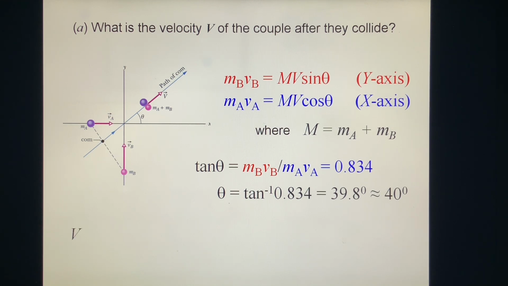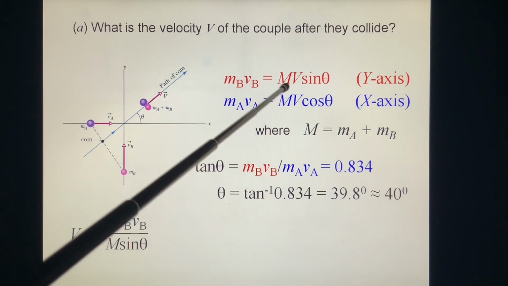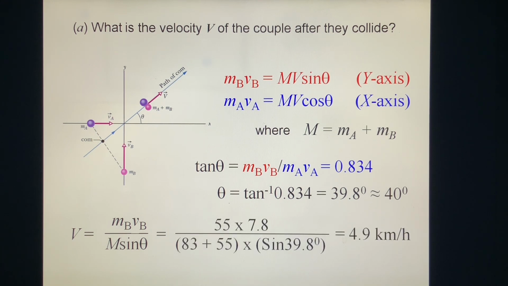Now we find the velocity. The velocity is MBVB over M sine theta. We put theta in, and we get about 4.9 kilometers per hour.